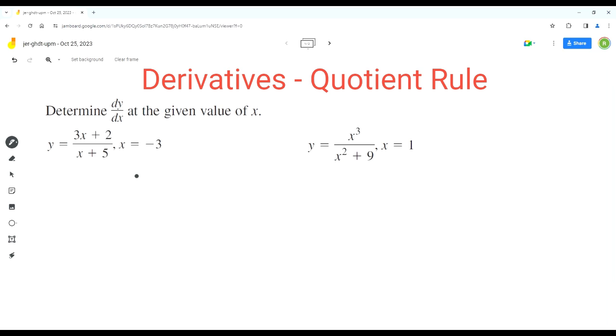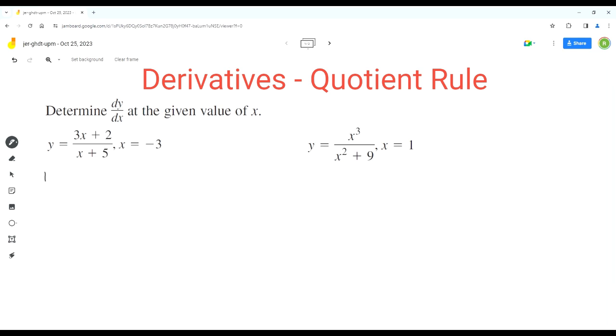So in this video, we'll solve this problem using the quotient rule for derivatives. As per the problem, determine dy over dx at the given value of x. So we have to find the derivative of these two functions. Let's start with the first one. y equals 3x plus 2 over x plus 5, and we have to find dy over dx at x equals -3. We'll use the Leibniz notation for the derivative, and we'll use the quotient rule.